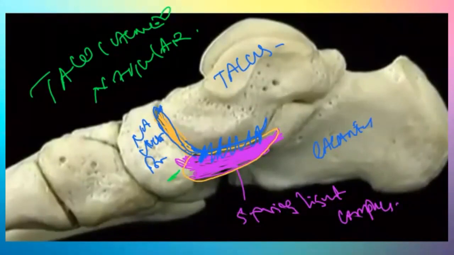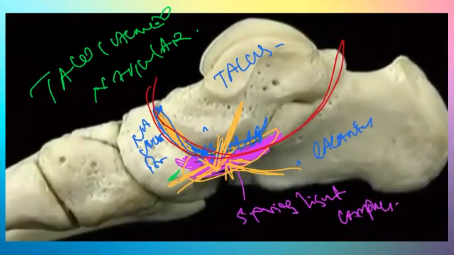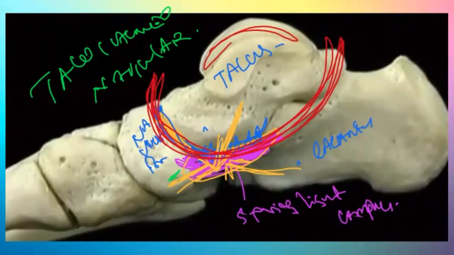Okay, this is the talocalcaneonavicular joint, right? Calcaneonavicular joint. This is how the joint forms and helps in eversion and inversion of the foot, because the whole of the subtalar joint helps in eversion and inversion of the foot. Whereas the supratalar or talocrural joint helps in dorsiflexion and plantar flexion of the foot.